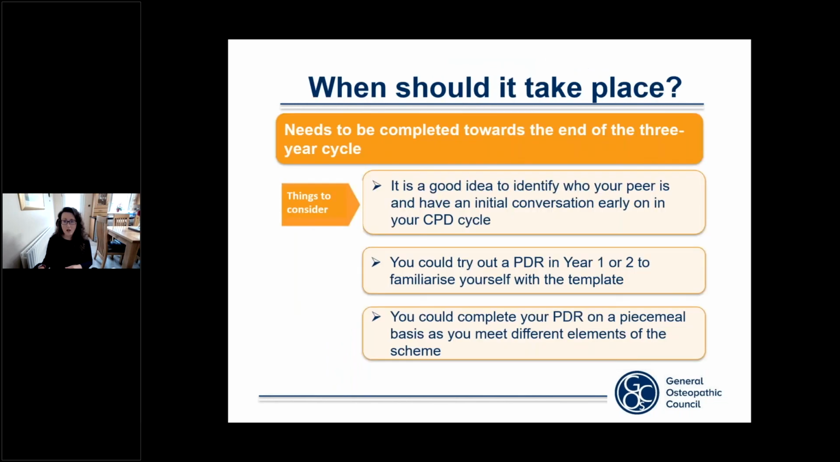And then, when should it take place? Well, it needs to be completed and signed off towards the end of your 3-year cycle. It's good to have an idea of who your peer will be and have that initial conversation. You could do a practice PDR, that's perfectly fine. In fact, I would encourage you to do that to get you familiar with the template. And as I said, if you undertake a case-based discussion and you complete it, you could then complete standard 2 of the PDR template.